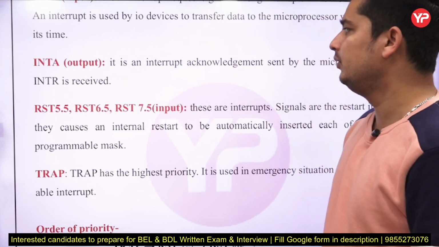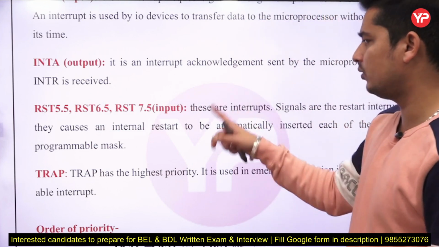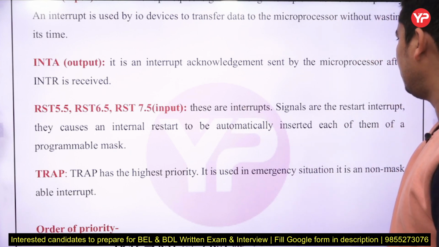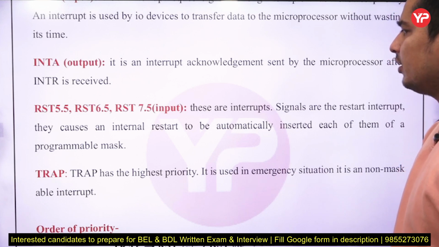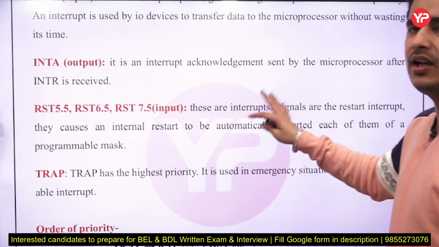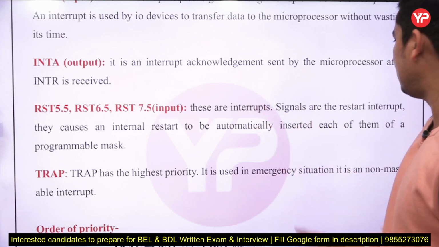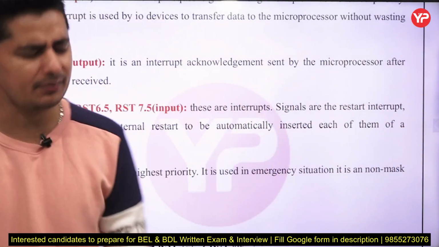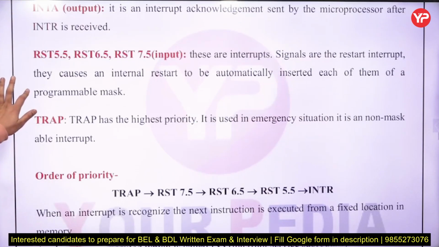There are also RST 5.5, 6.5, 7.5. These are also interrupt signals in your 8085. These are called reset interrupts. We will discuss them later. We are discussing all the interrupts in detail. So these are the programmable mask. I will teach you that in detail in the next one, right? TRAP is the highest priority.